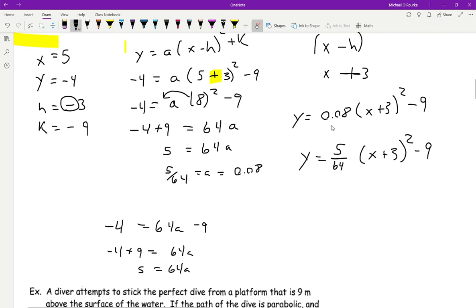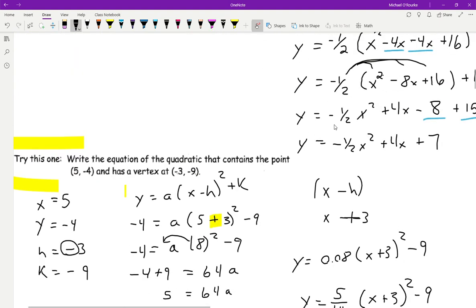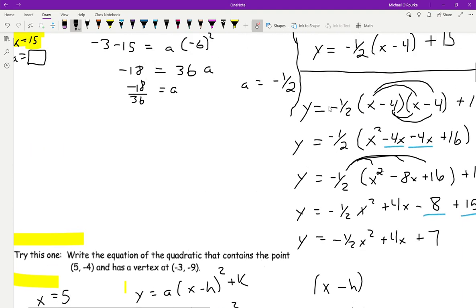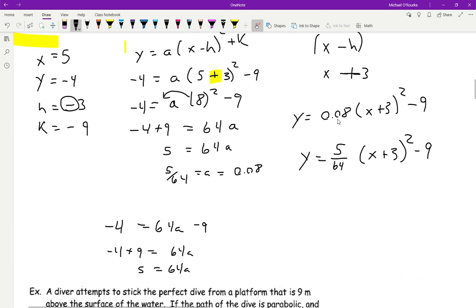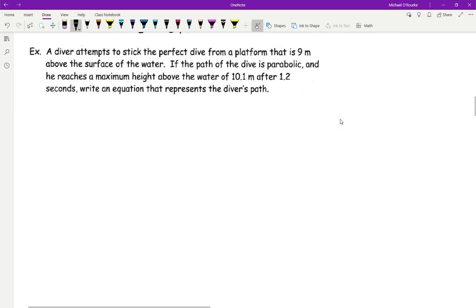Now, I won't make you write them all out. Like, I got you to expand this one to standard form because a half times something kind of makes sense. Times something by 0.08, kind of ugly, right? But you could if you needed to. All right. So let's take a look at this here.